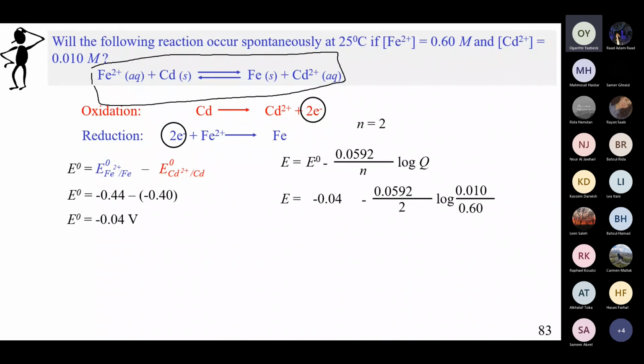And I have two choices with how I do this. I either use the Nernst equation for the overall reaction, or I get the E for the Fe by itself and the E for cadmium by itself, each corrected, and I want to prove to you that I'm going to get the same thing. Now, let's correct each electrode by itself. Okay. E for the Fe is the E naught for the Fe minus 0.0592 log.